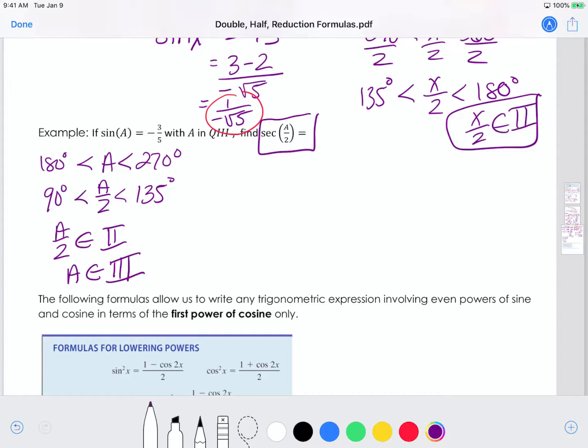However, I know that secant and cosine are reciprocals. So I'm going to find the value of cosine of A over 2 and then take the reciprocal, because we do have a formula for cosine of A over 2. And since A over 2 is in the second quadrant, cosine is negative in the second quadrant. I'm going to use the negative square root formula.